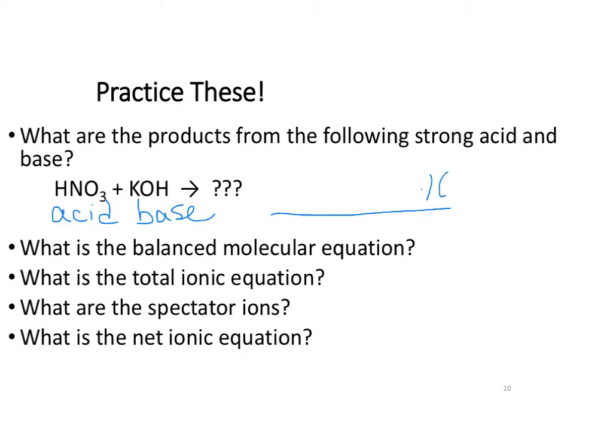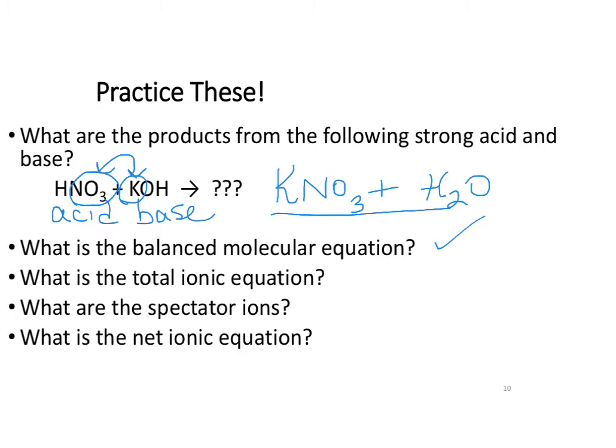Well, as I told you, one of the products will always be water. And what do you have left? Okay, you have the potassium combining with the NO3. That's a polyatomic ion called nitrate, if you remember. Always write the metal first in a chemical formula. That's just convention. Okay, so that is our balanced molecular equation. What's the total ionic equation?